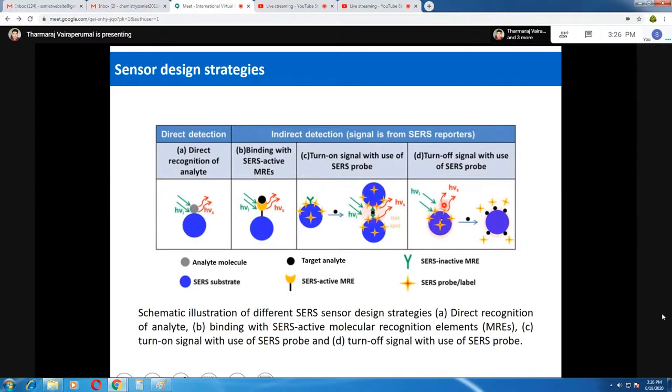In the absence of analyte, the Raman reporter can enhance the Raman signal. In the presence of analyte, it binds directly and the nanoparticles aggregate, turning up the Raman signals. This is the step to designing a Raman sensing circuit.